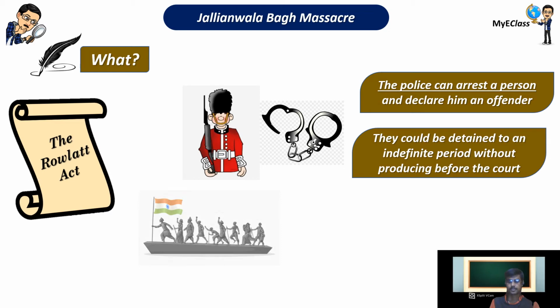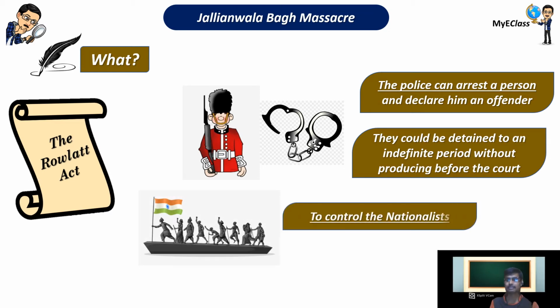And the main intention behind passing this Rowlat Act was to control the nationalists and to control the freedom movement, which was rampant in India during this time. The British used this law as a weapon to arrest the Indian national freedom fighters.